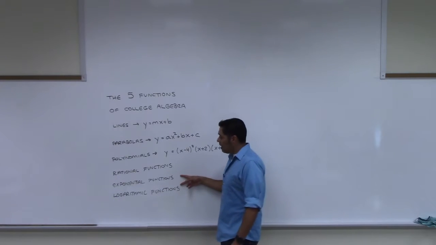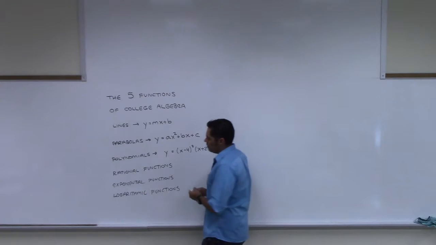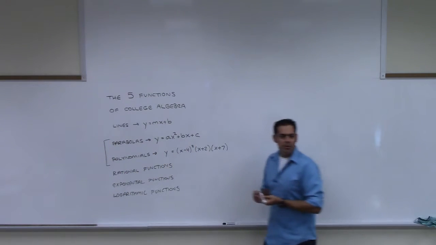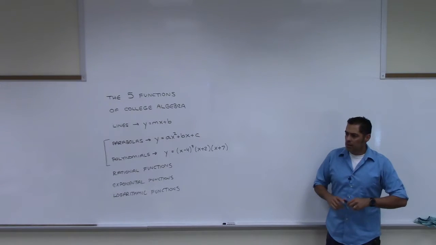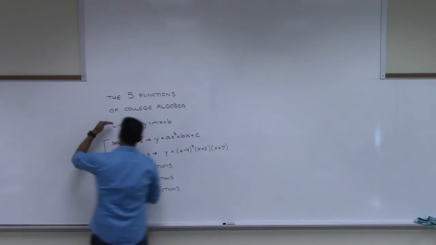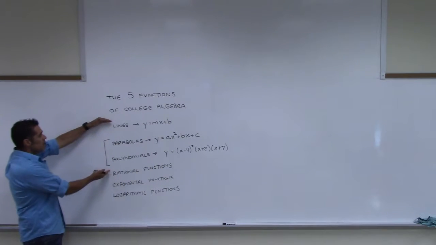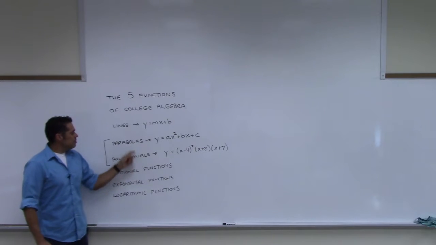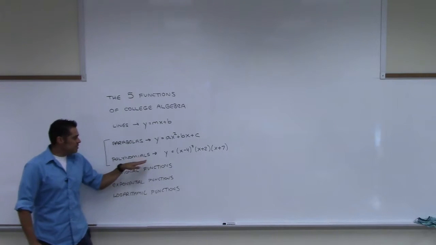They are covered together, but they are very different functions. Okay, so, but you're kind of on the right track. It's not these 2 that are together. It's these 2. So those are actually both in the category of polynomials. In fact, you could argue that a line is a polynomial also, but lines are very different than parabolas and polynomials.